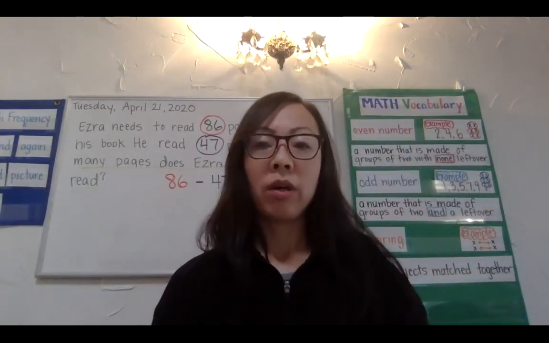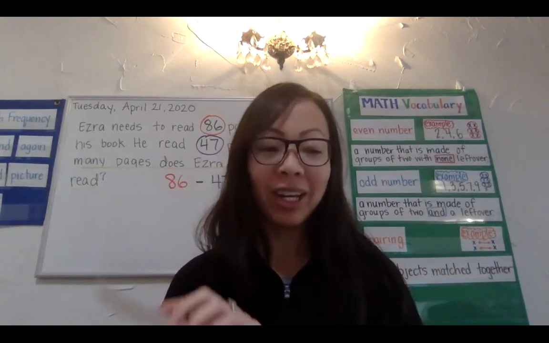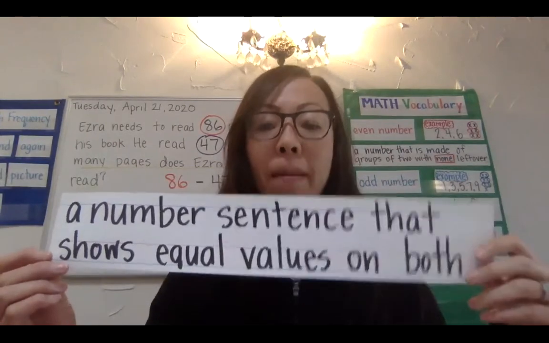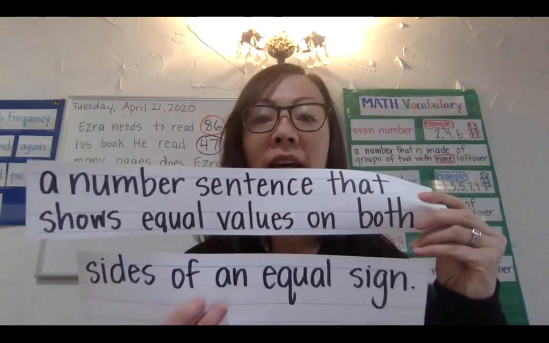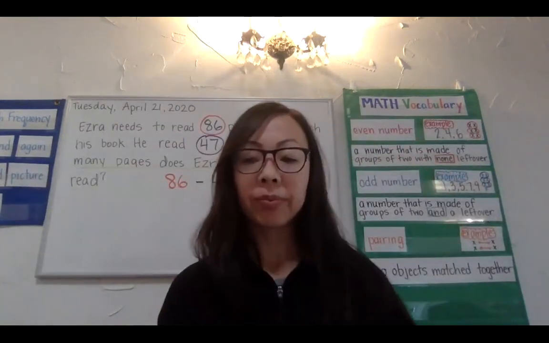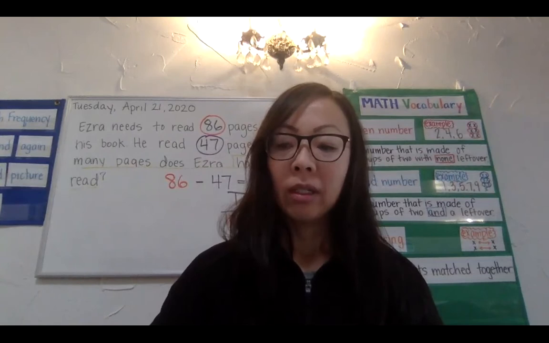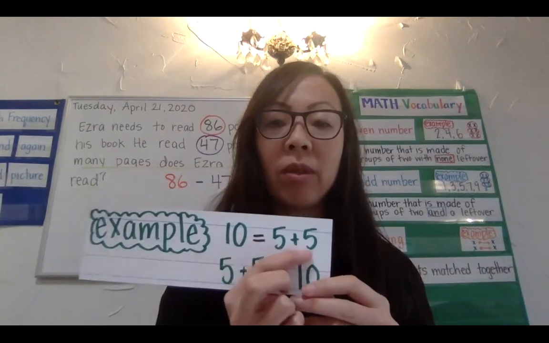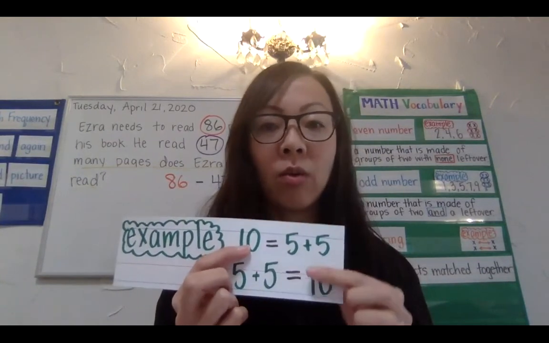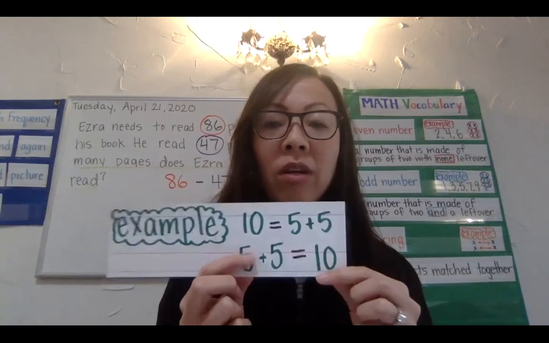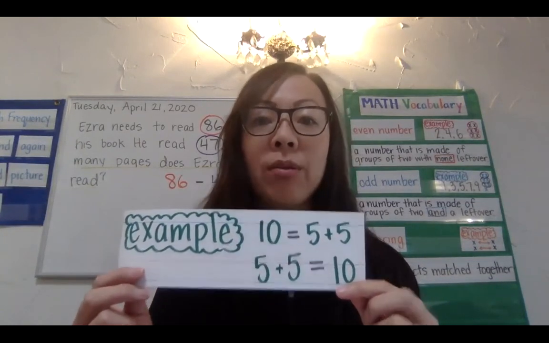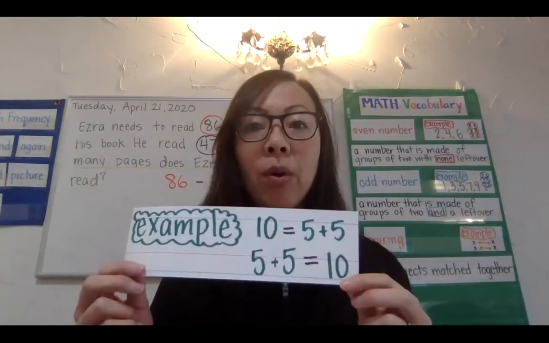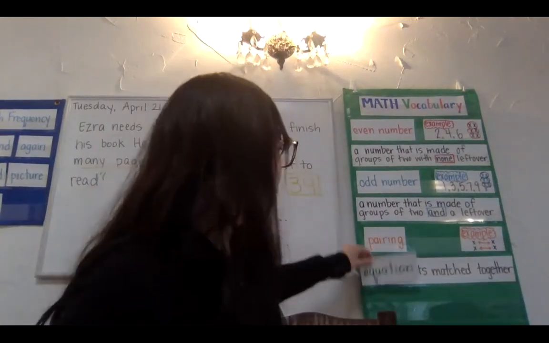So an equation is a number sentence that shows equal values on both sides of an equal sign. Let's give an example. Well, we could think of something like 10 equals 5 plus 5. See, it doesn't matter if the 10 is on one side and the 5 plus 5 is on another side. We could flip the order, but the values stay the same, because we know that 5 plus 5 is 10, and 10 is 5 plus 5. They both mean the same thing. Let's add this into our vocabulary wall.